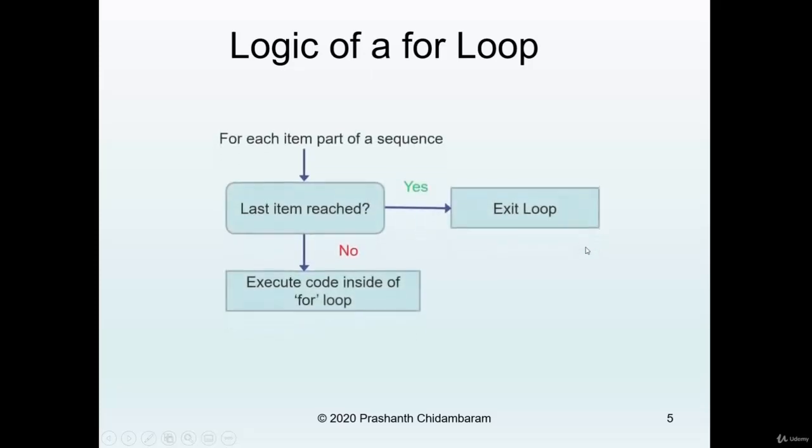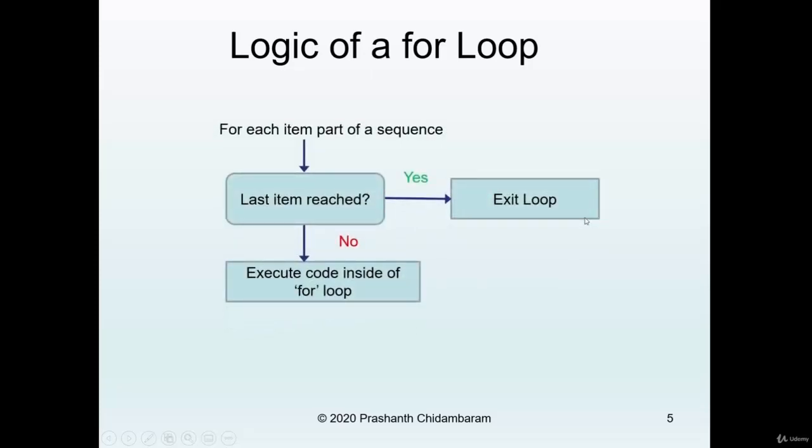Now, the logic of a for loop: it checks for each item as part of a sequence. If the last item is reached, then it exits the loop. Otherwise, it continues looping inside, evaluating each item with a condition. If the condition is true, then the code inside is run. If it's not true, it's skipped and moved on to the next one until the last item is reached.